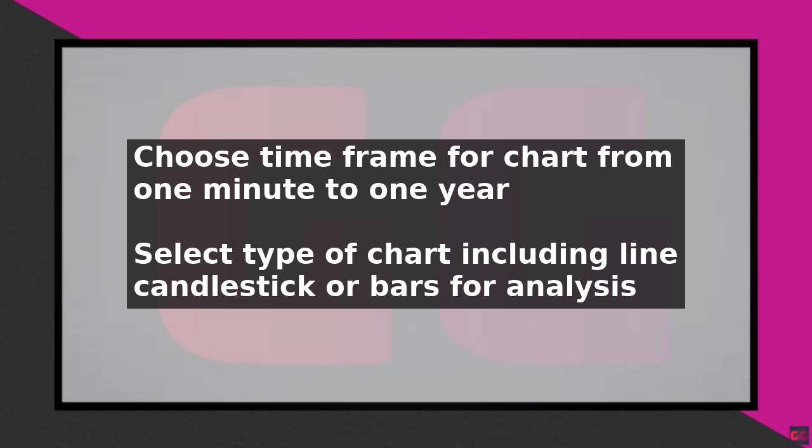Next, add indicators to your chart to gain deeper insights into the market trends and patterns. Webull offers a wide range of technical indicators, such as moving averages, relative strength index, and Bollinger Bands. To add an indicator, click on the Indicator tab and select the desired option from the list.